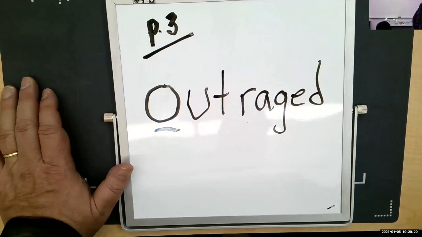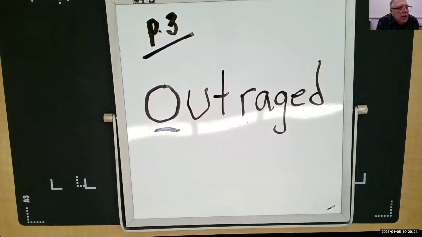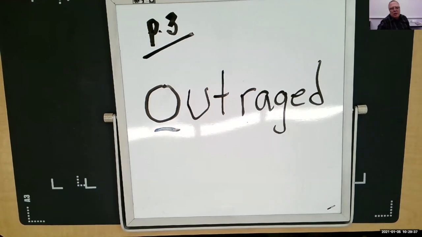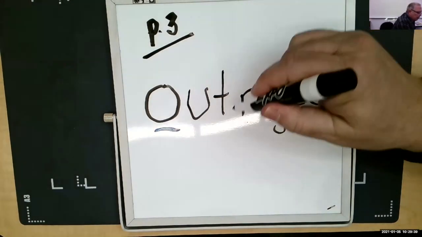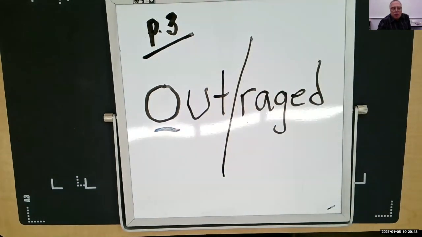Okay, outraged. Now, what do you notice about this word? See, if we can't figure out the word from the context, which we did, but if we can't, then we have to look closer at the word itself and break it into parts. So if we were to break this word in part, we would go like that, wouldn't we?